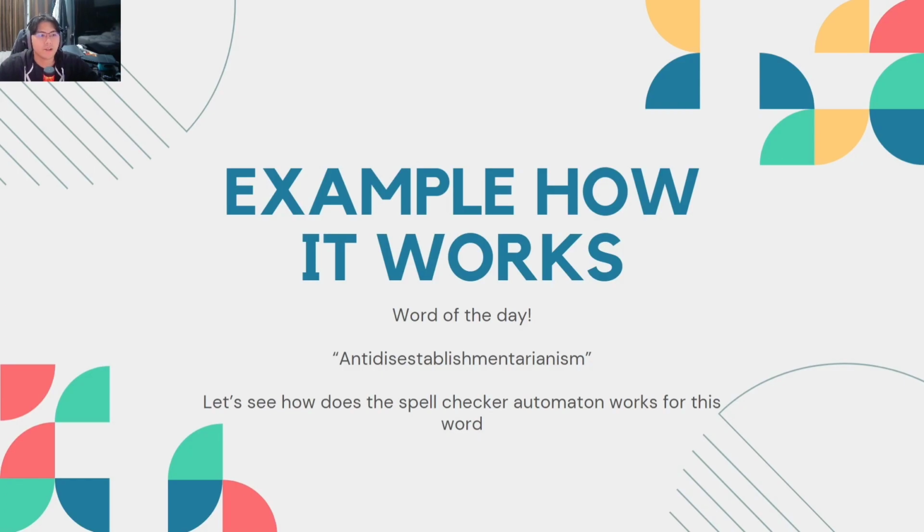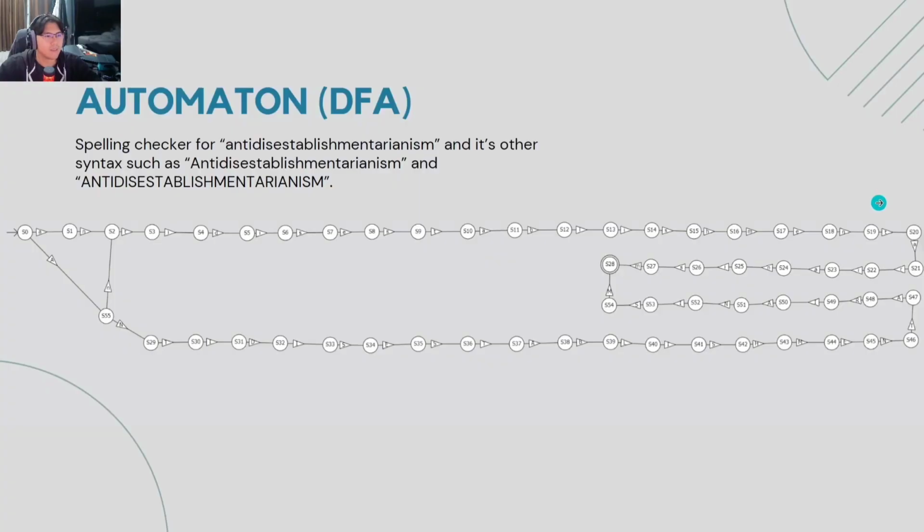Assalamualaikum, my name is Amar Hazik and I will be explaining how spelling checkers work. For today's example I'll be using the word anti-disestablishmentarianism. This is the automaton for checking the spelling of anti-disestablishmentarianism and its other variants, such as a capital letter A and also all capital letters. As you can see, it starts with two options, a small a or a big A. Then it moves on through the rest of the letters until the final state, which is state 28.